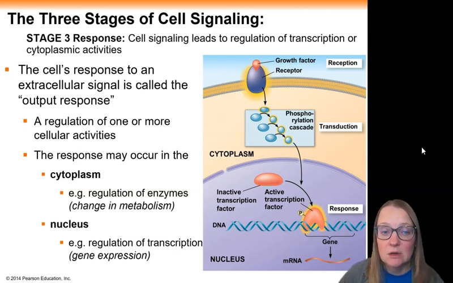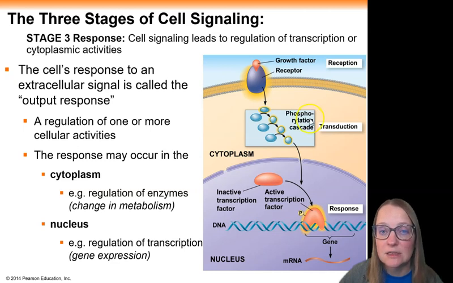If the response occurs in the cytoplasm, this is, for example, very commonly the regulation of certain enzymes. Maybe this is going to be a change in metabolism of the cell. If the response happens in the nucleus, again, most typically, this is going to be regulation of gene expression. So you're going to be turning on genes, turning off genes, all dependent on what the cell requires.